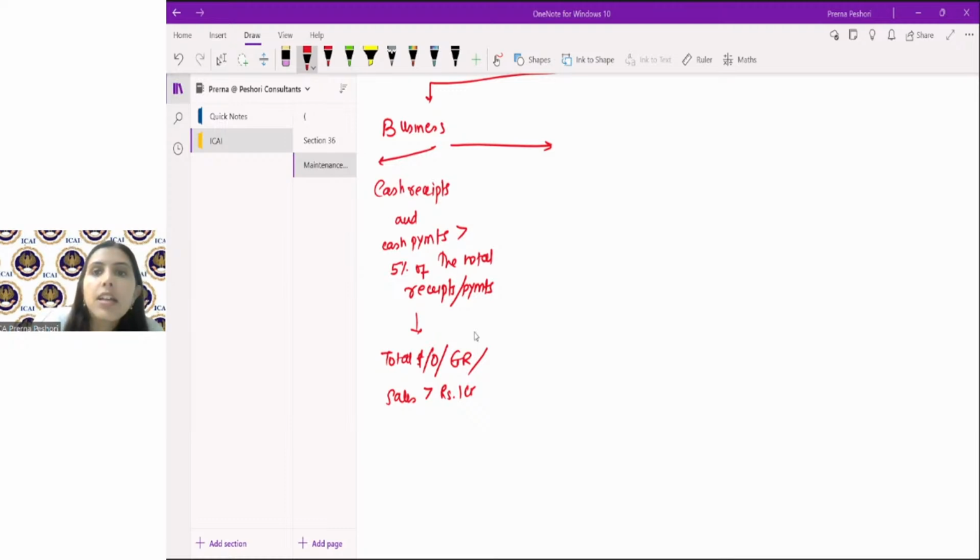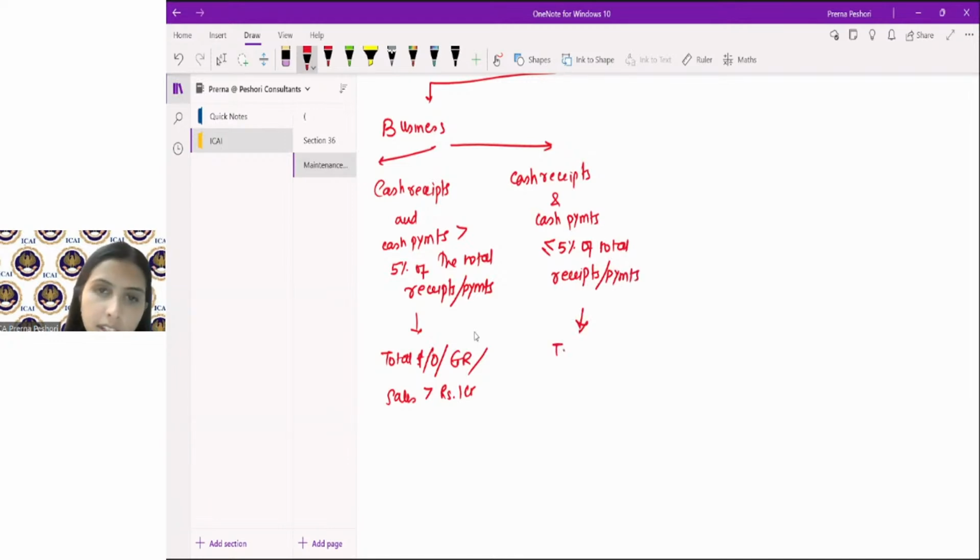Then, in case the cash receipts and cash payments are less than or equal to 5% of total receipts or payments, then total turnover or gross receipts or sales greater than rupees 10 crores. Are we clear?